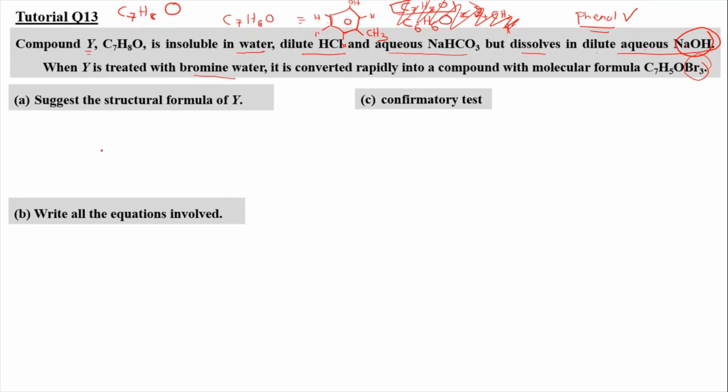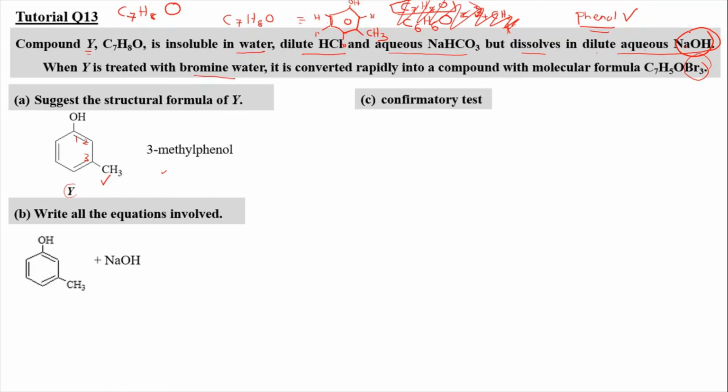Okay, so I can suggest a structural formula of Y, which needs to be phenol. So it's going to be a phenol, and the CH3 is going to be attached at carbon number 3. Okay, so I can say that it's going to be 3-methyl phenol. And then I need to write all the equations involved, because the 3-methyl phenol here, which is labeled Y, is going to react with bromine water.